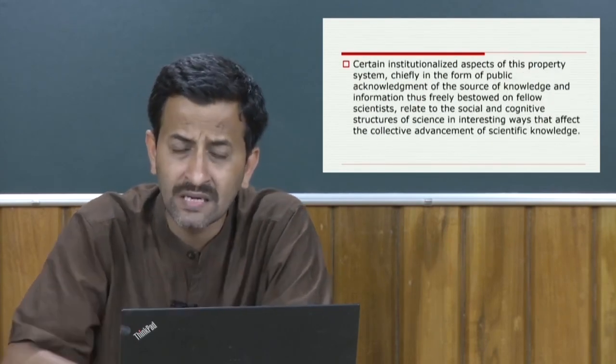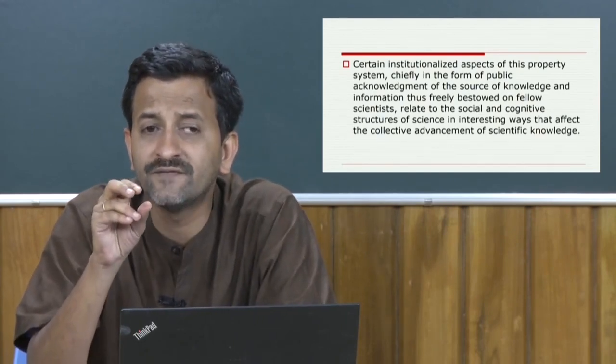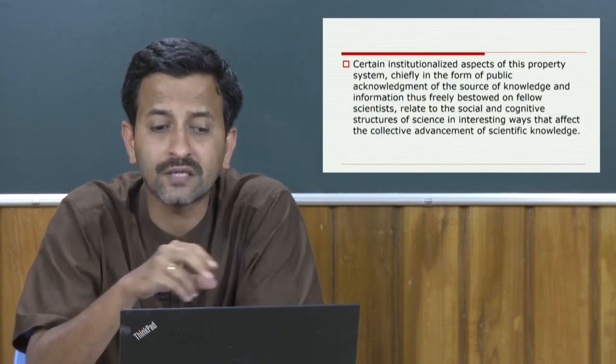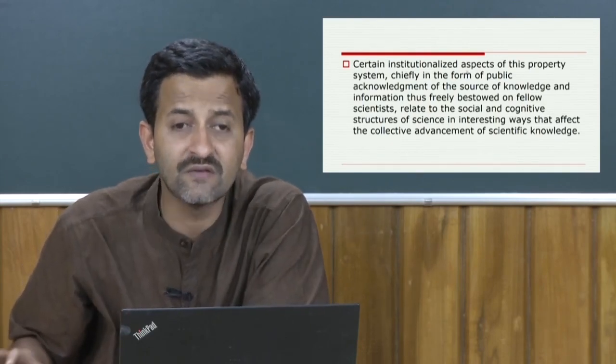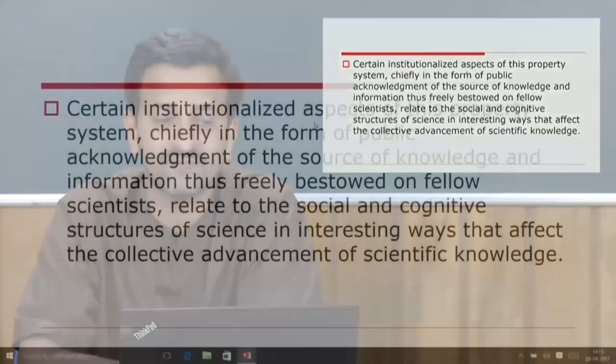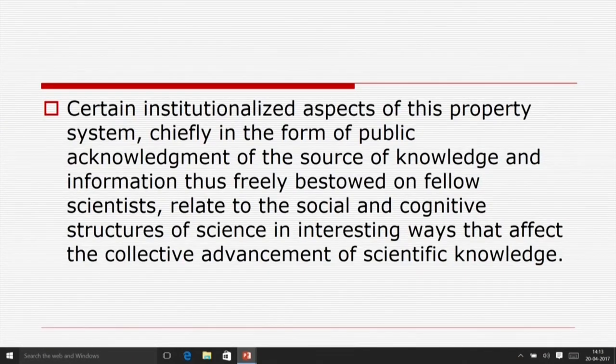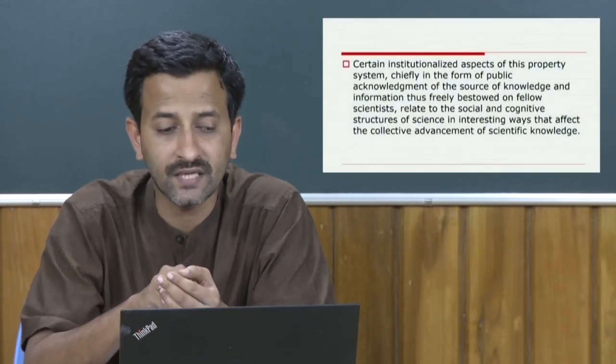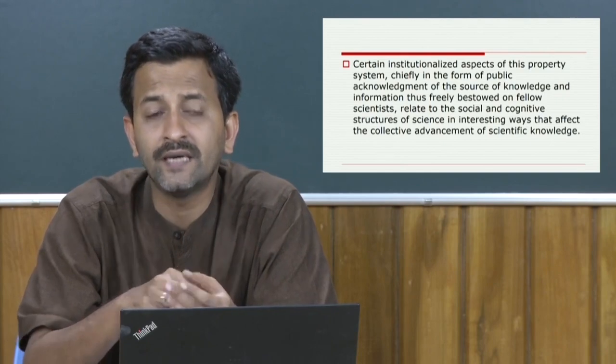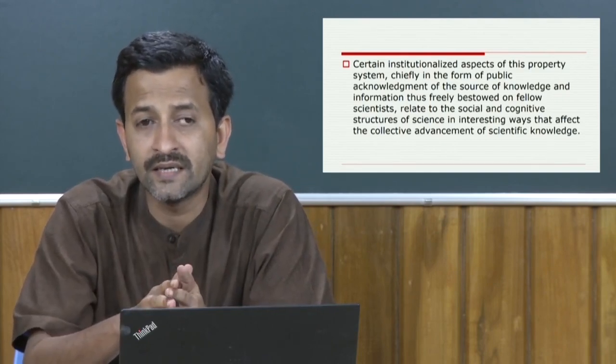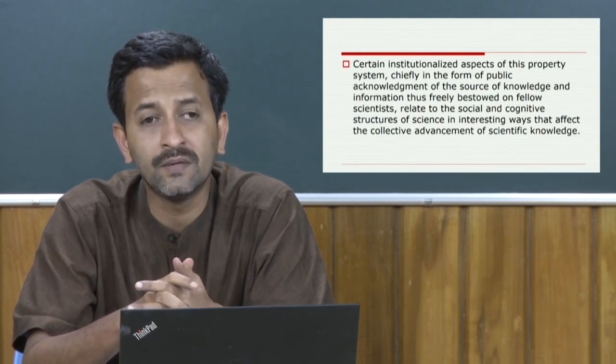In such a scenario, what we generally find is that certain institutionalized aspects of this property system, chiefly in the form of public acknowledgement of the source of knowledge and information thus freely bestowed on fellow scientists, relate to the social and, second, cognitive structures of science in interesting ways that affect the collective advancement of scientific knowledge. The social structure of science and the cognitive structure of science should not be examined in isolation, and any attempt to study them in isolation will be misleading.